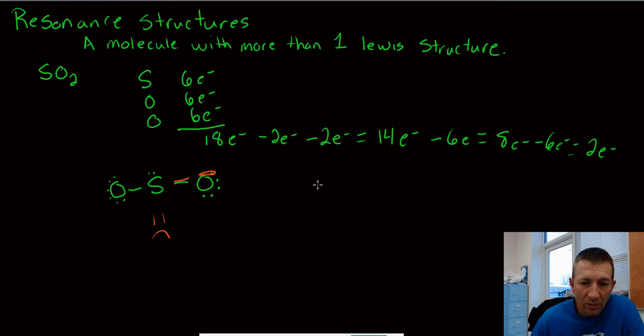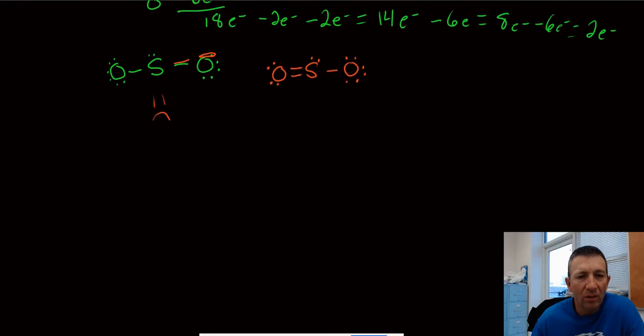Now, another way that we could draw this is we could take a sulfur and an oxygen here, and put the double bond on the other side. Now this oxygen has the double bond on it. So here we have 2 molecules with the same chemical formula. They're both SO2, but they have different Lewis structures. And that's what we call a resonance structure. They just have different structures. Let's go ahead and do one more.